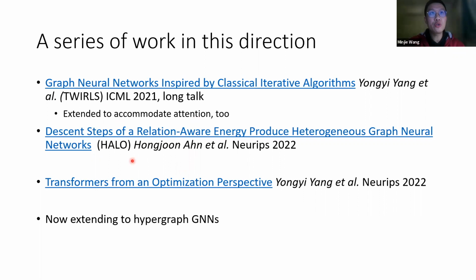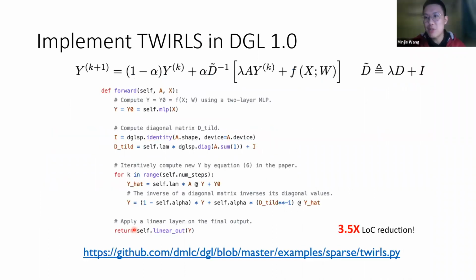Later we also extended that to the heterogeneous graph model, and tried to connect it with the transformer model. And right now we're working on, for example, extending it to the hypergraph. One more thing about this line of work is that because it uses a lot of matrix operations, it nicely maps to what DGL 1.0 provides, the DGL Sparse package.